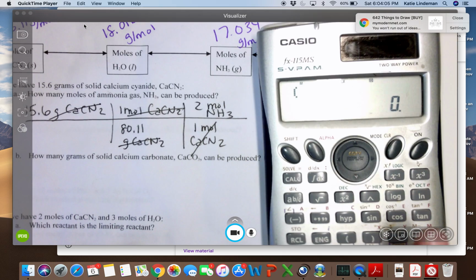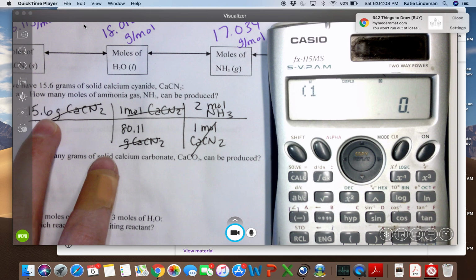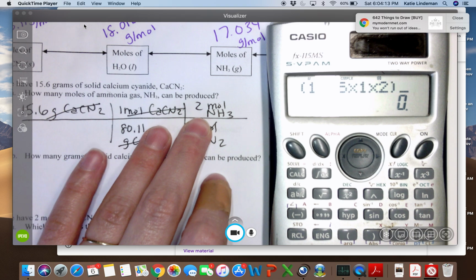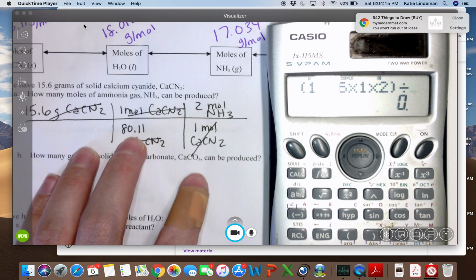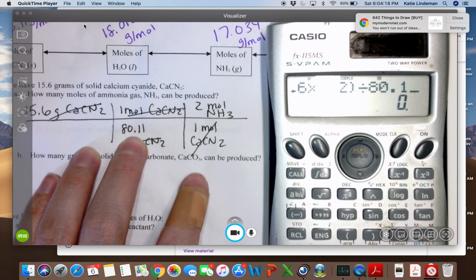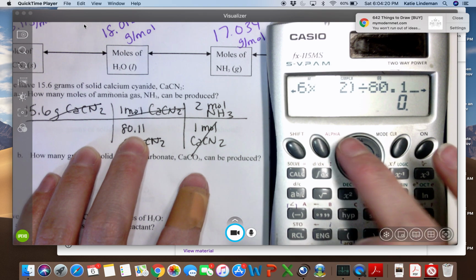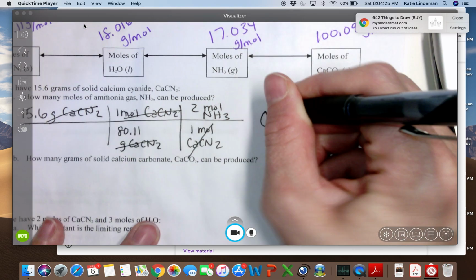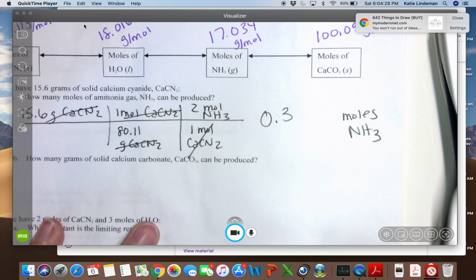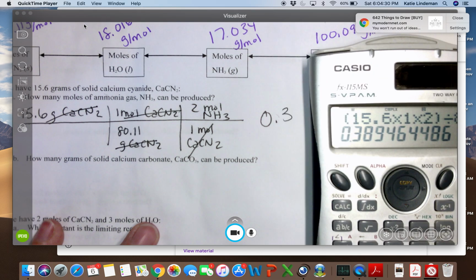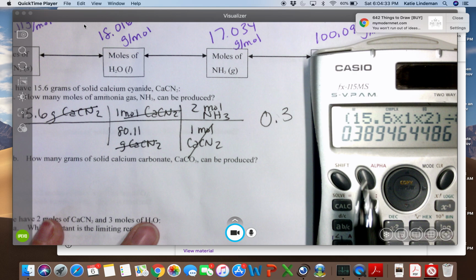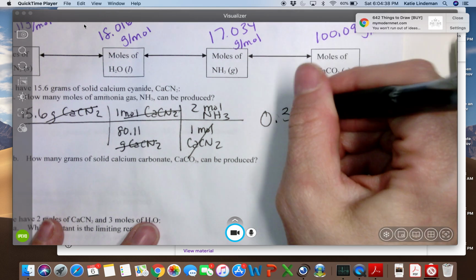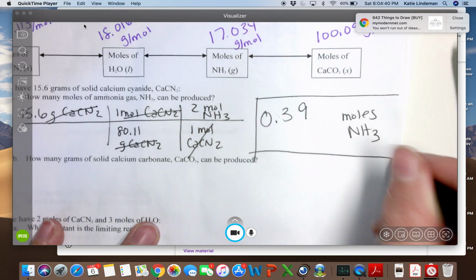Okay, so I'm just going to type this all in at once. So 15.6 times 1 times 2, close parentheses, divided by 80.11. Oops. Oh, it's times 1, so it'll be fine. Times 1. And we end up getting 0.389. And I'm just going to round this. Do we see this number? 389. I'm going to round this to 0.39. 0.39 moles of ammonia. Okay.